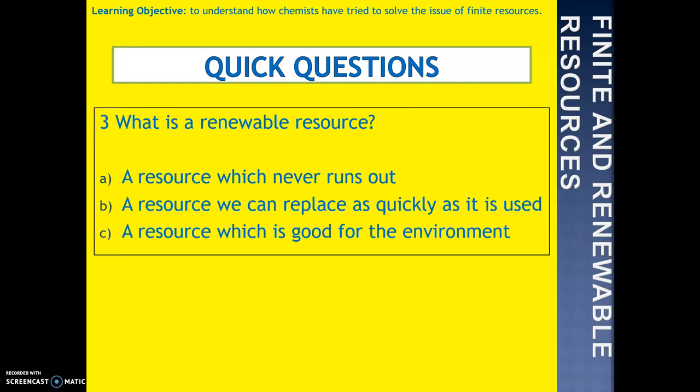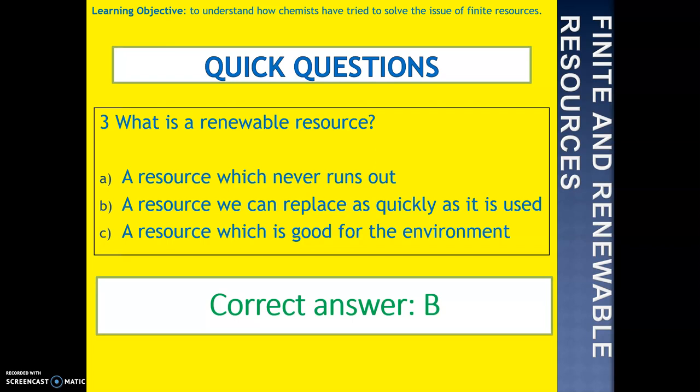Third question, what is a renewable resource? So same again, 30 seconds, A, B, C, go. Correct. The answer is B, a resource we can replace as quickly as it is used. So it's instantaneous in replenishing the supplies of a renewable resource.